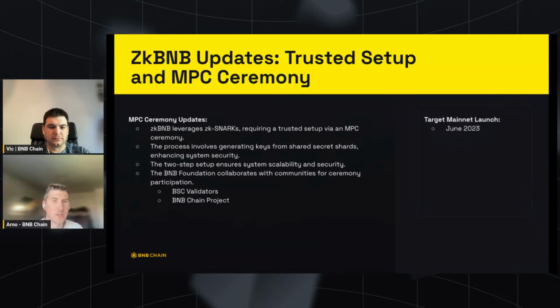And after that, we're going to release the ZKBNB mainnet. The tentative launch date is June 2023. It's something we are really looking forward to, because it's going to help lower the transaction cost and give higher throughput, for projects which have standard tokens, for example. So we are really looking forward to this.